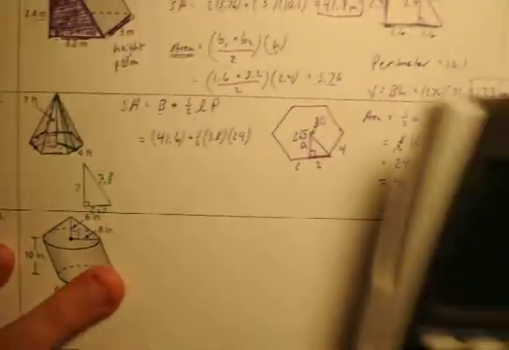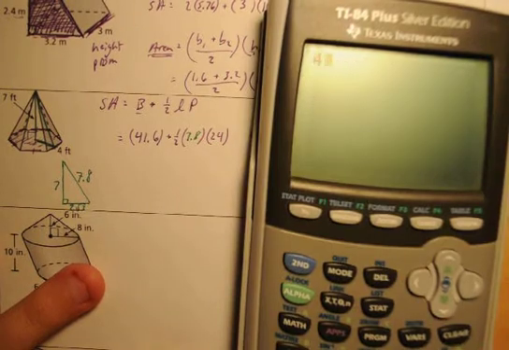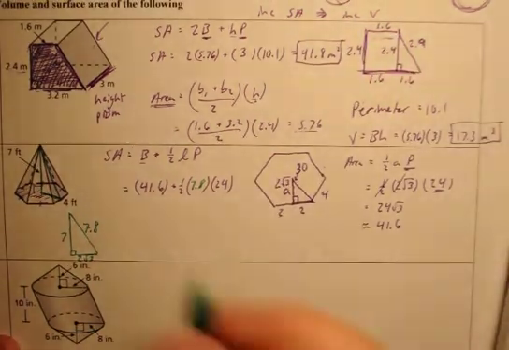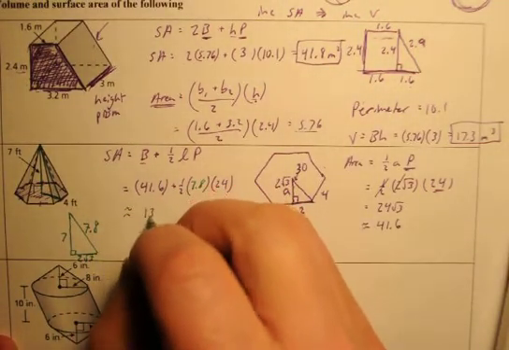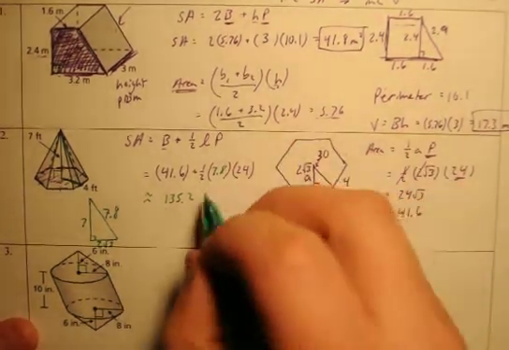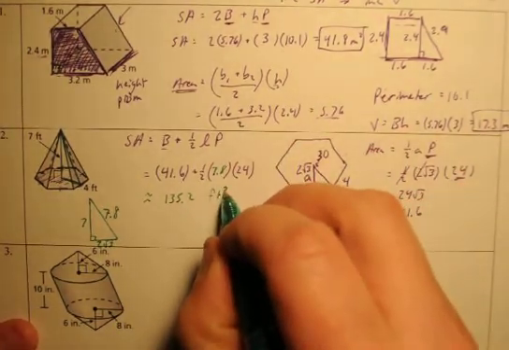Alright, so now it's all just plugging into my calculator. 41.6 plus 0.5 times 7.8 times 24. 135.2. Approximately 135.2. Now we already did all the grunt work, and this is surface area, so this is feet squared.